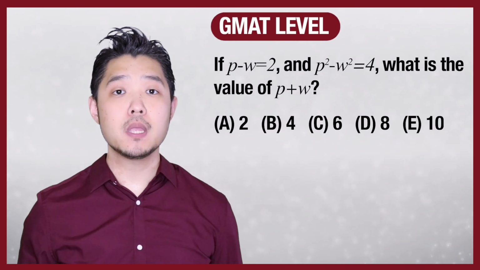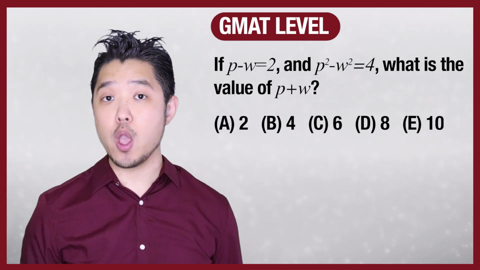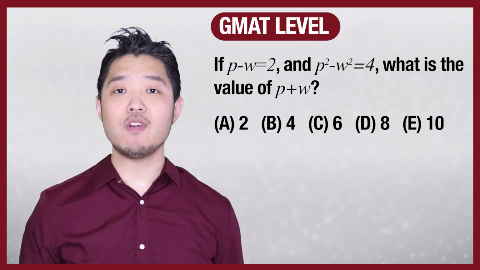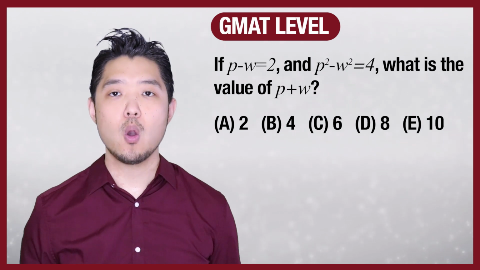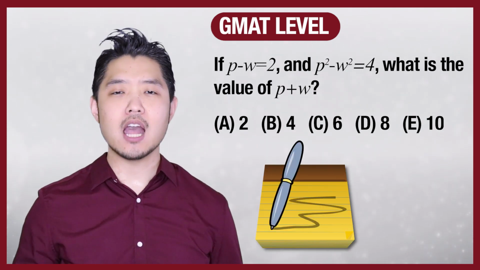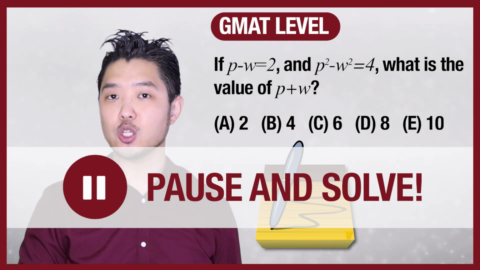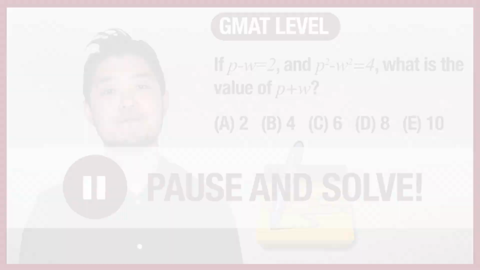It's time for a GMAT level problem. If p minus w is 2 and p squared minus w squared is 4, what is the value of p plus w? Wait a minute. Get yourself a scrap paper and a pen and pause the video for a moment. Try to solve this question by yourself.